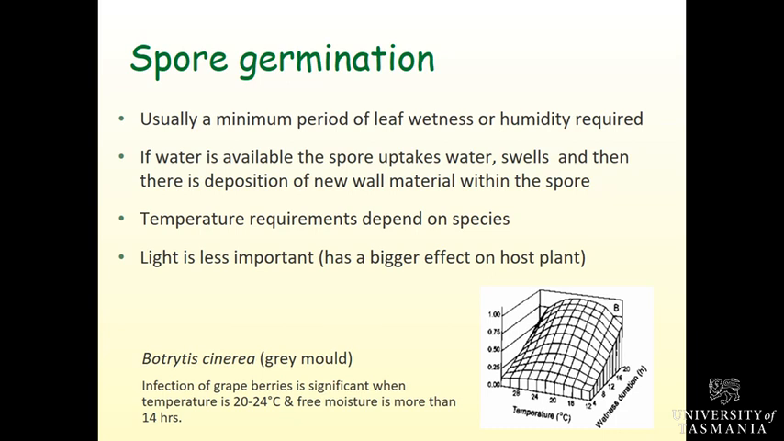Temperature is also critical. They'll have temperature optima, so many diseases, for instance, there are some that are encouraged by cool temperatures, some that are encouraged by slightly warmer temperatures, but there will be a temperature optimum that is ideal for germination and infection. Light, less so. And here's just an example of Botrytis cinerea.